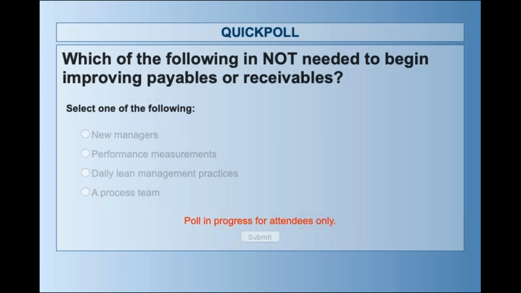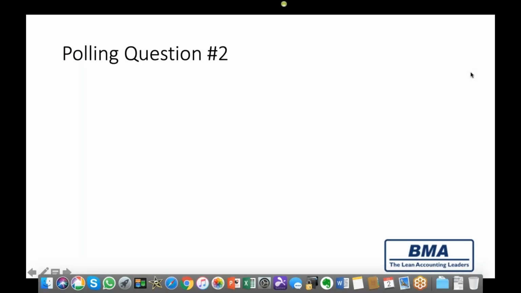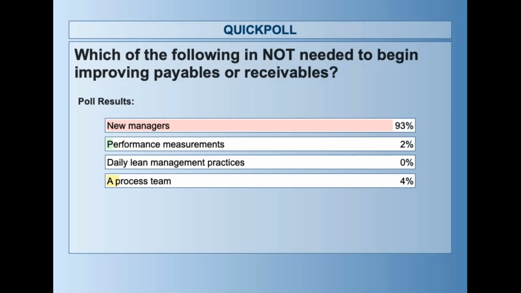All right, we'll close the poll. Let's share the results. And new managers is the correct answer. We don't need to replace managers to make improvements. We want performance measurements in place, we want daily lean practices in place, and we want a team in place.